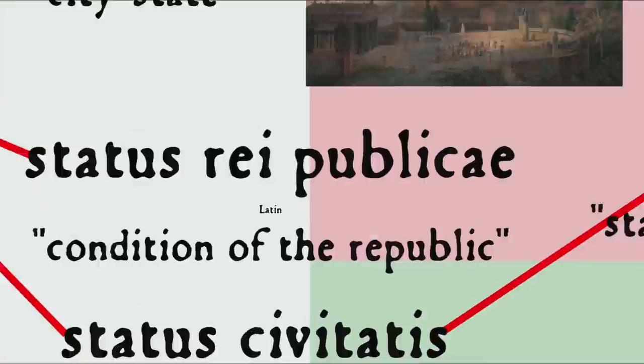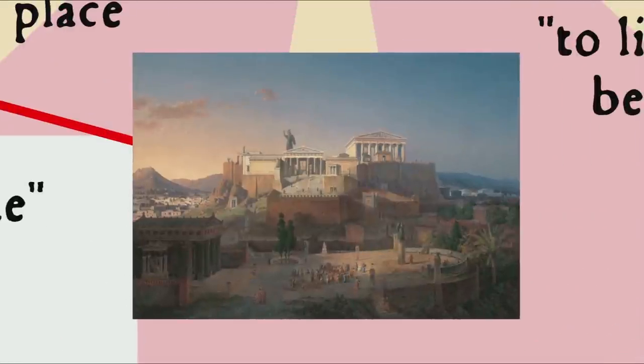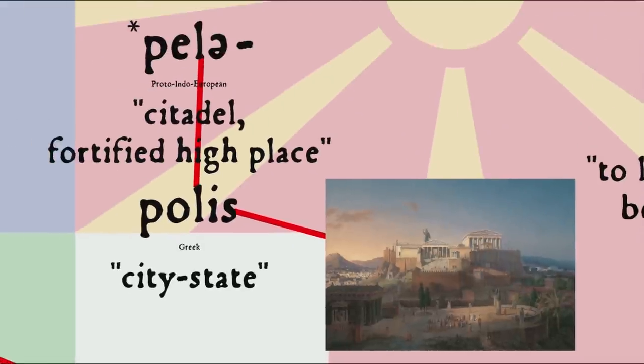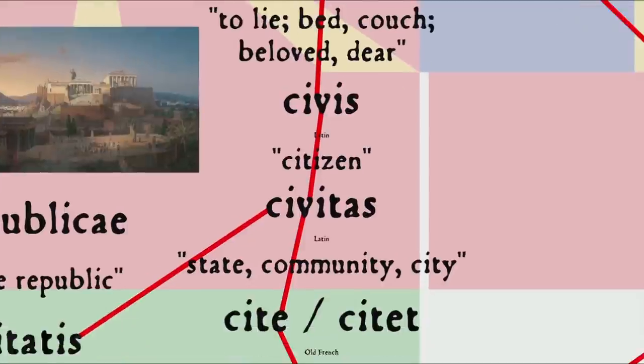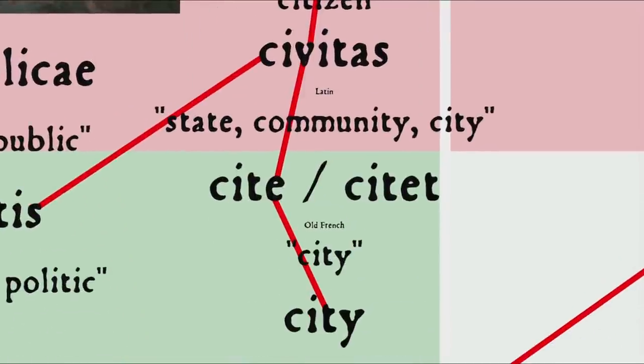In the ancient world, the dominant political organization was the city-state, though this is a modern term coined in the 19th century to refer to what were in the ancient world called by such names as Greek polis, from the PIE root pelh, citadel, fortified high place, from which we get such English words as political, body politic, and polity, or Latin civitas, from civis, citizen, from the PIE root kei, to lie, bed, couch, beloved, dear, from which we get the word city.